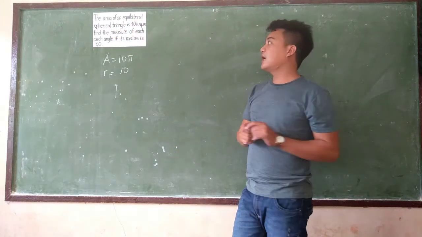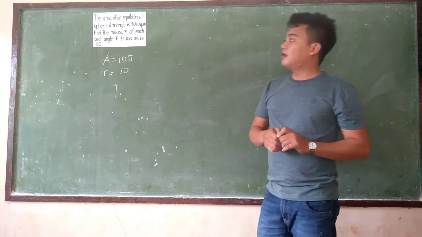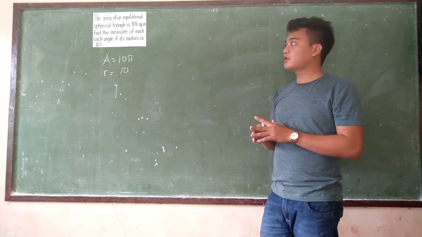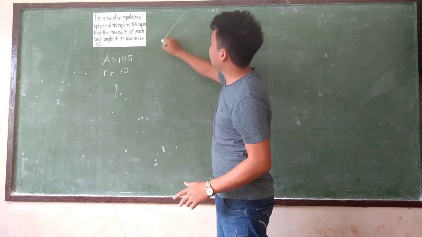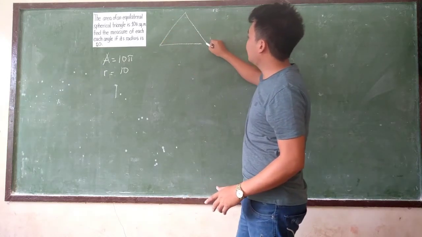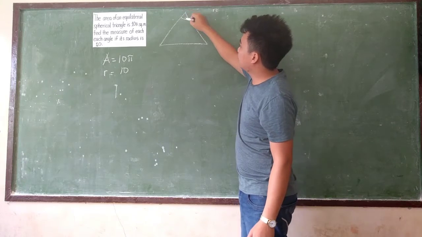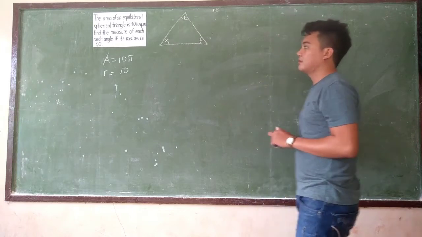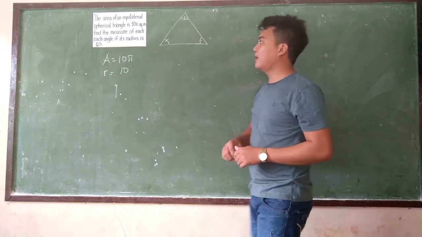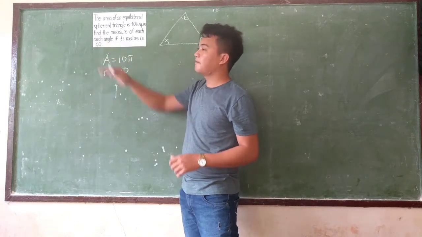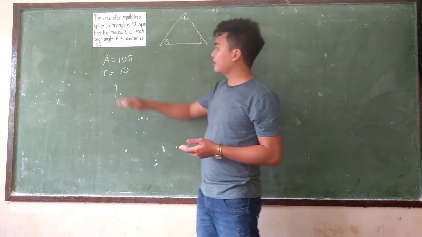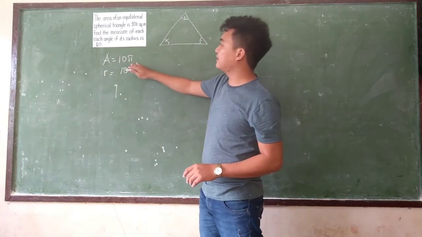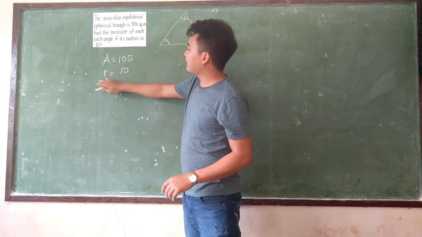So note that the angles of equilateral spherical triangles are equal. So for example, we have this triangle, an equilateral triangle. So the angles are equal. So now let us solve for the angles. But before that, let us find the excess. So we can find the excess since the area and the radius are given.